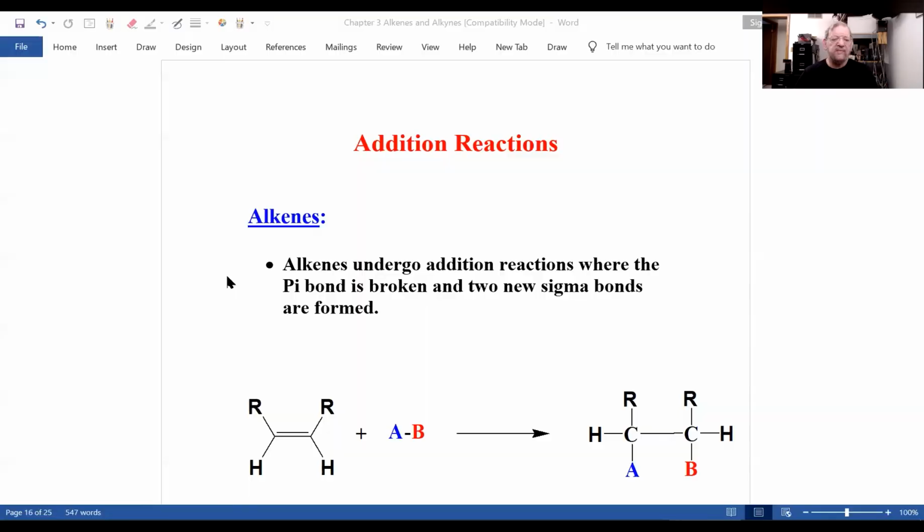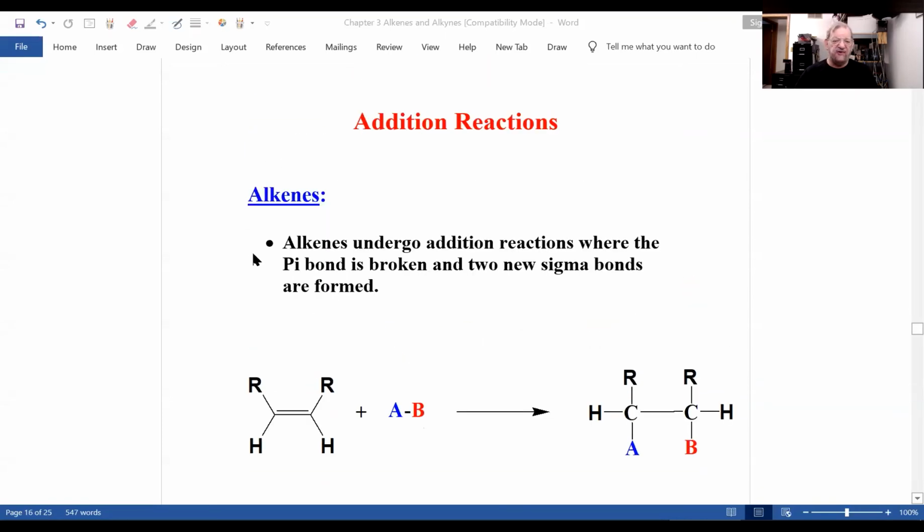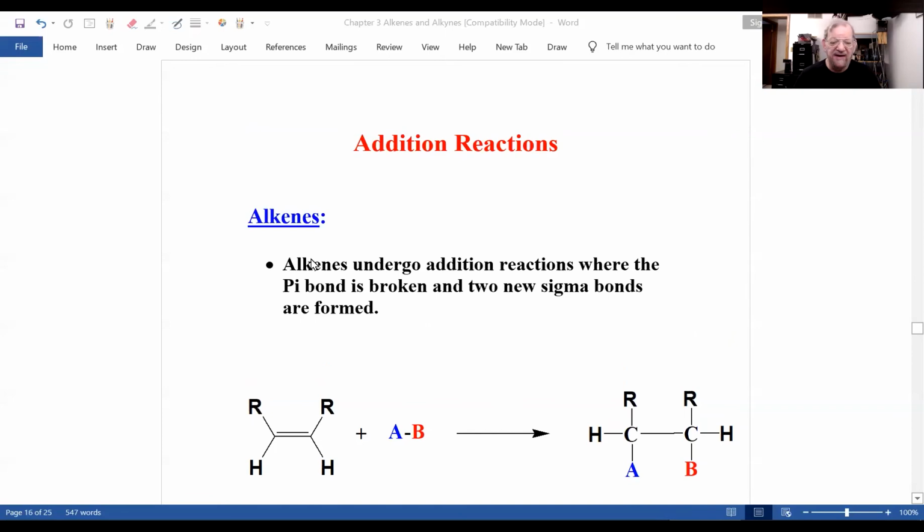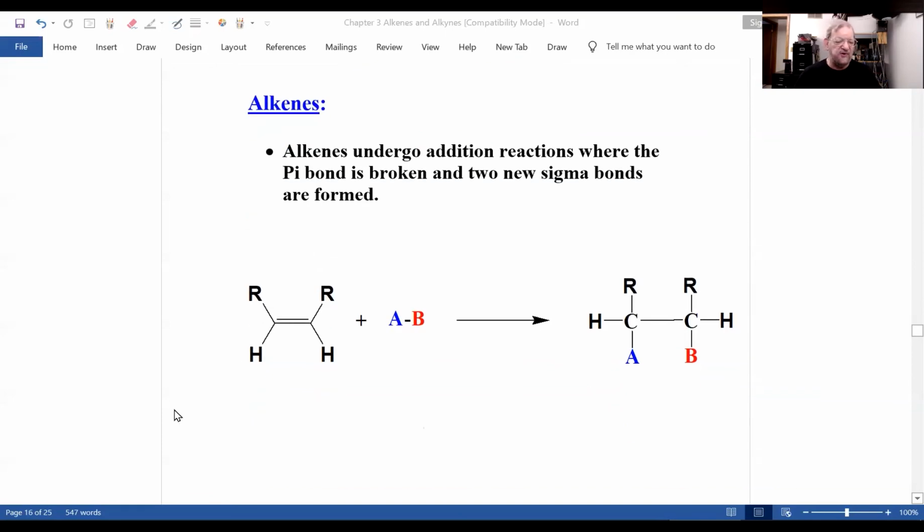Finally, nomenclature is important, but that's not the exciting part of organic chemistry. Now we're going to get into the good stuff. And let's talk about reactions of alkenes. Now, alkenes undergo what's called an addition reaction. And addition reactions is where you break the pi bond. This is something you should know.